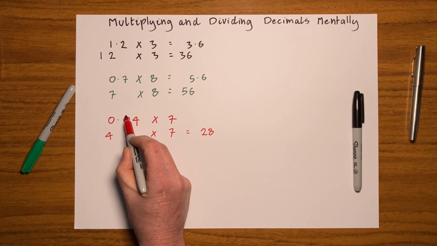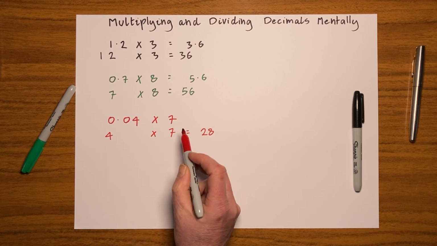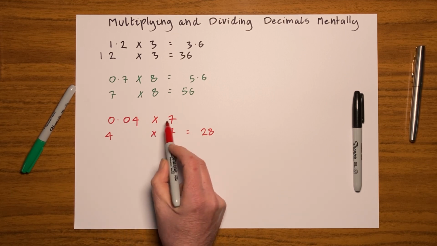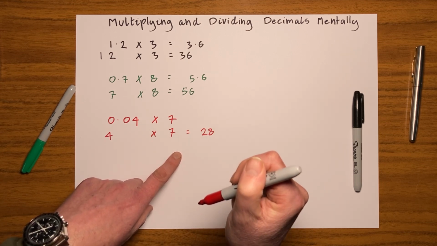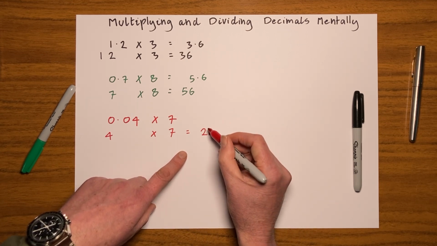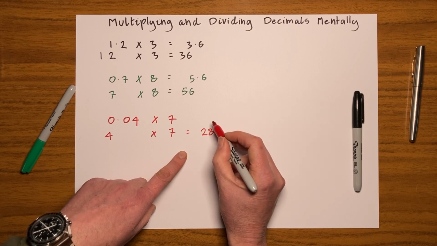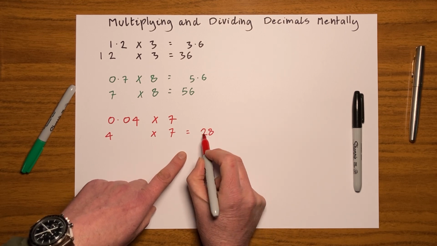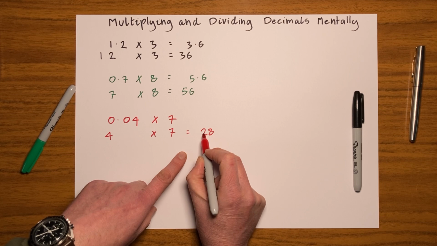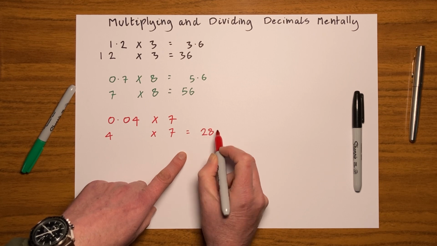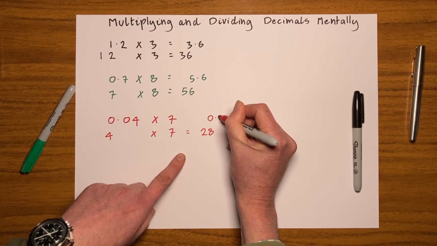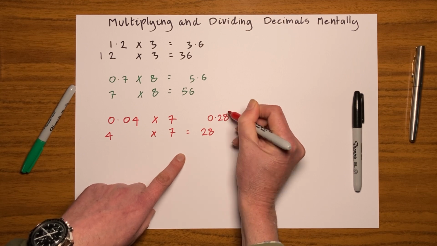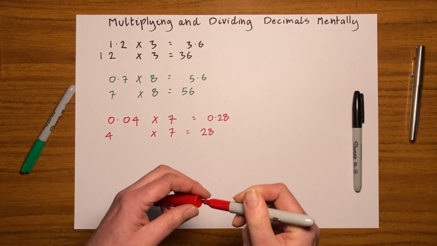10 times smaller, 100 times smaller. So therefore, 0.04 times 7 must be 100 times smaller than 28. And the way I'm going to do that is move the digits 2 columns to the right. So that's now in the tens column. It will go into the units and then into the tenths. So we'll actually end up with 0.28. Okay, let's have a look at some dividing.